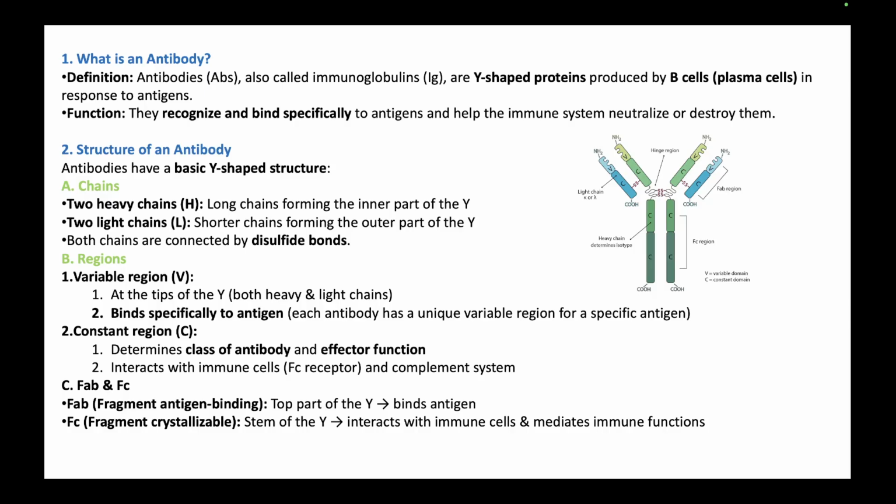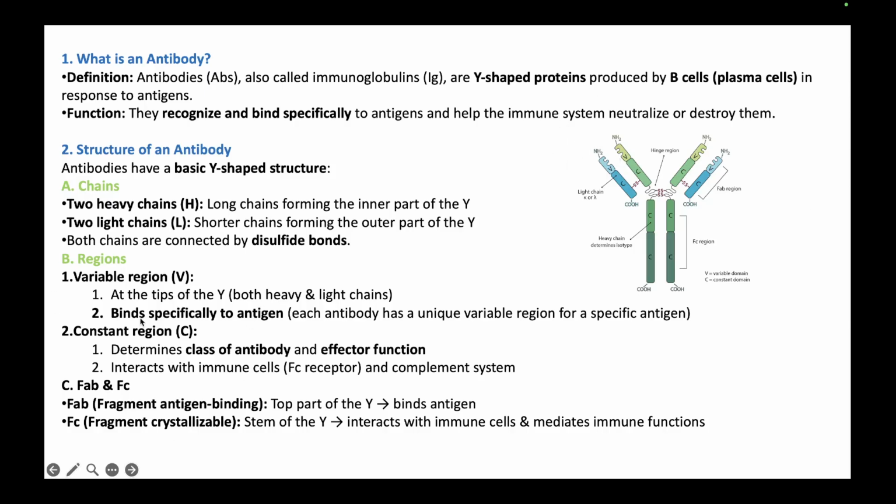Okay, so if you look at the structure, it has chains. It has two heavy chains. In the Y shape you can say this is one monomer, this is another monomer, and this is a heavy chain. Okay, it has two heavy chains, and there are two light chains. The long chains form the inner part of the Y, and the shorter chains form the outer part of the Y. Okay, and the chains are connected by disulfide bonds, as you can see here. In these chains you have regions: this bottom part is the constant region, and the top part is the variable region.